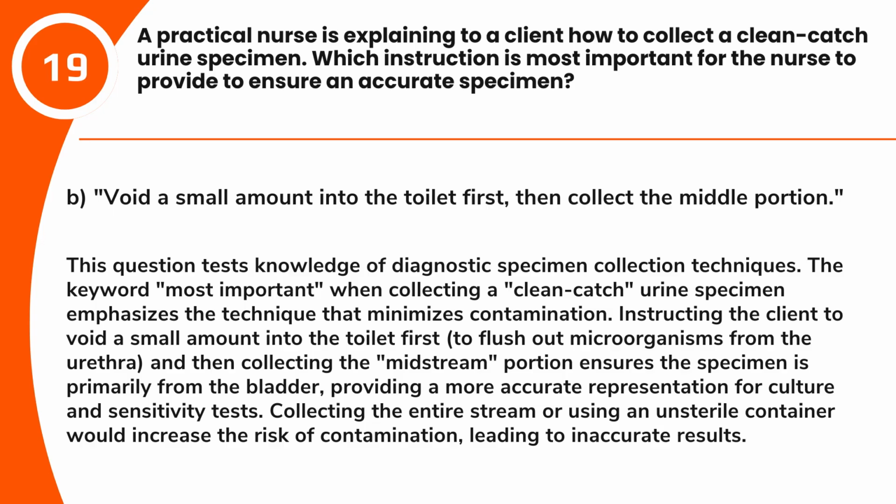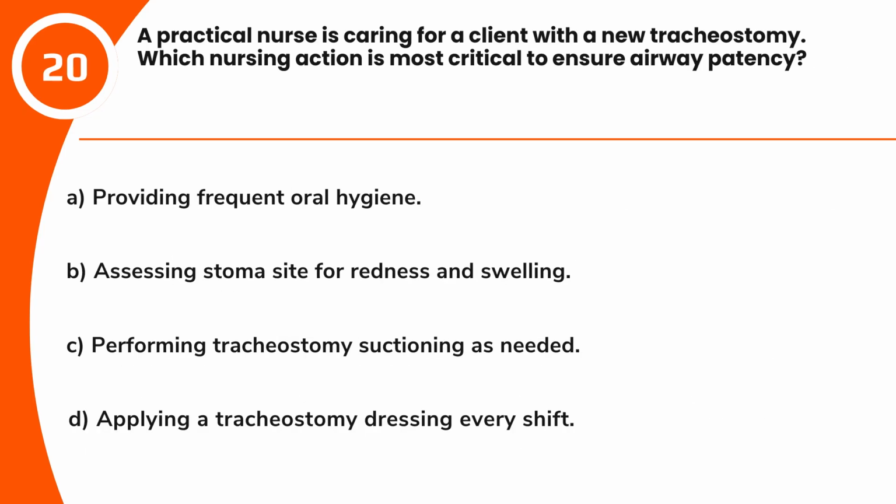Instructing the client to void a small amount into the toilet first, to flush out microorganisms from the urethra, and then collecting the midstream portion ensures the specimen is primarily from the bladder, providing a more accurate representation for culture and sensitivity tests. Collecting the entire stream or using an unsterile container would increase the risk of contamination, leading to inaccurate results.